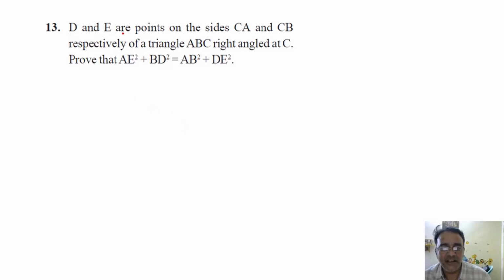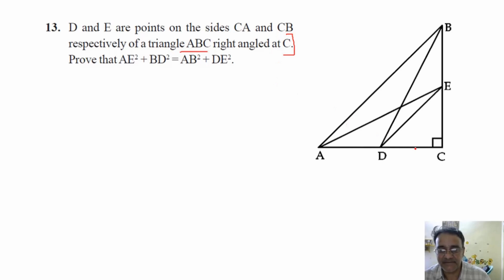So D and E are points on the sides CA and CB respectively of a triangle ABC, right angled at C. See this figure. D on CA, E on CB, and ABC is a right triangle right angled at C. What we have to show is that AE square plus BD square is equal to AB square plus DE square.